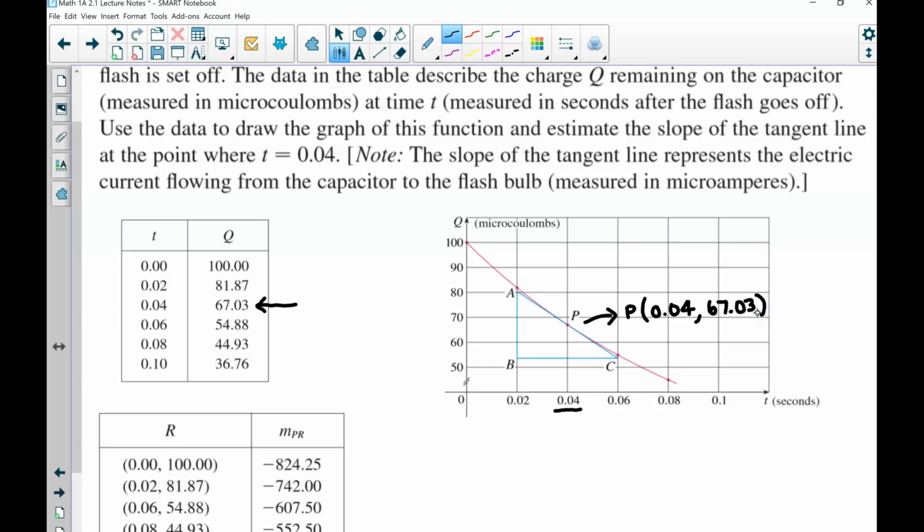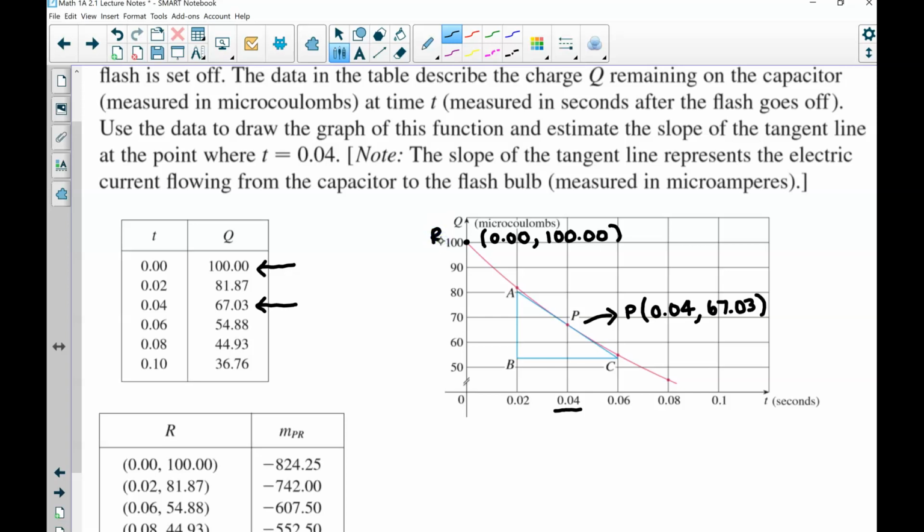Okay, so if we want to pick some point on this particular graph, we can then find the slope. But we don't have an equation in this example. We have other points in the table that's given. So what we can do is pick another point here at the beginning, that's this 0, 100. So we can use that point to determine the slope. If this is P, we can call this point R.